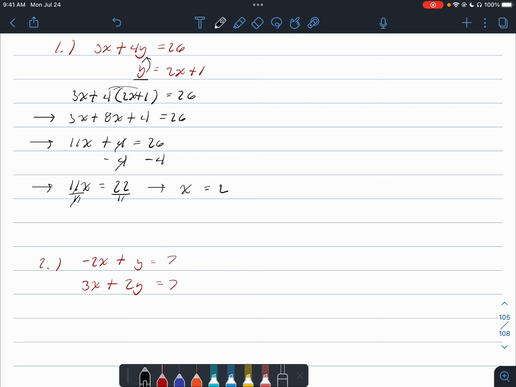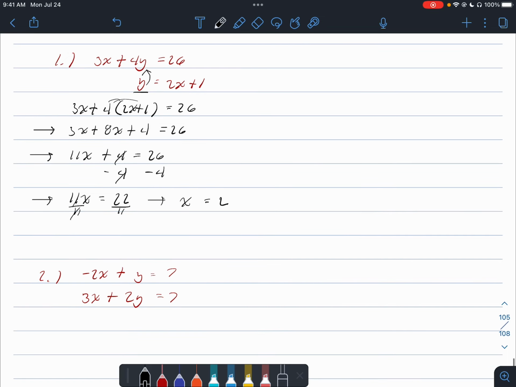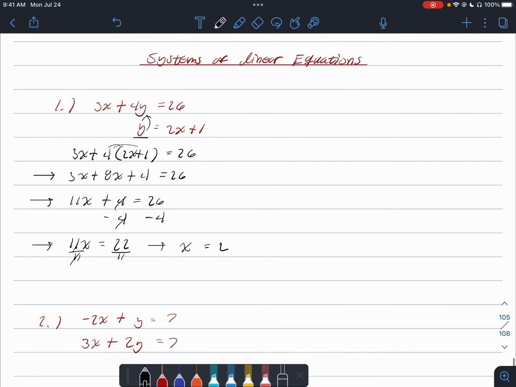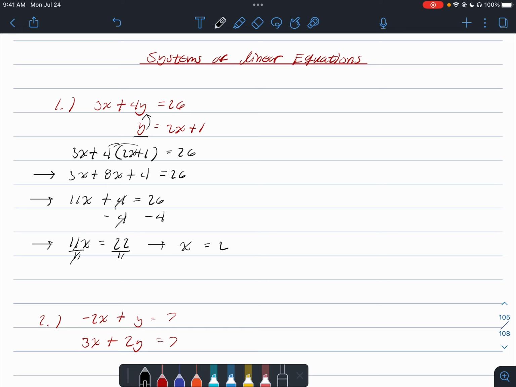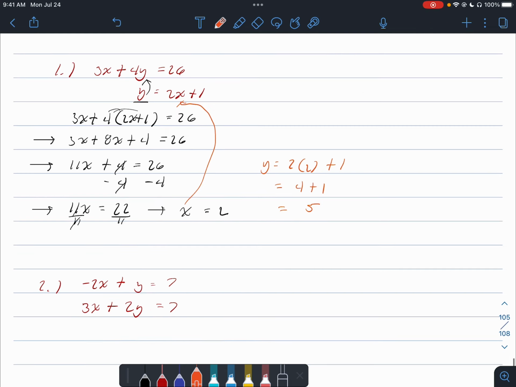we're going to end up with x is equal to 2. Okay, so now that we know x is equal to 2, we can go ahead and plug this x value into either equation here, and we can solve for y. I think it would make the most sense to use the one that's already solved for y. So let's go ahead and do that. So now we can take this x and plug it in here. So we'll have y is equal to 2 times 2 plus 1, or 4 plus 1, which is equal to 5. So here we have x equals 2 and y equals 5.